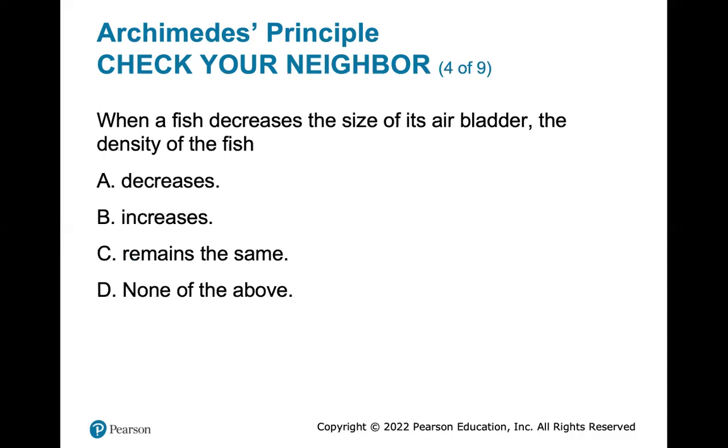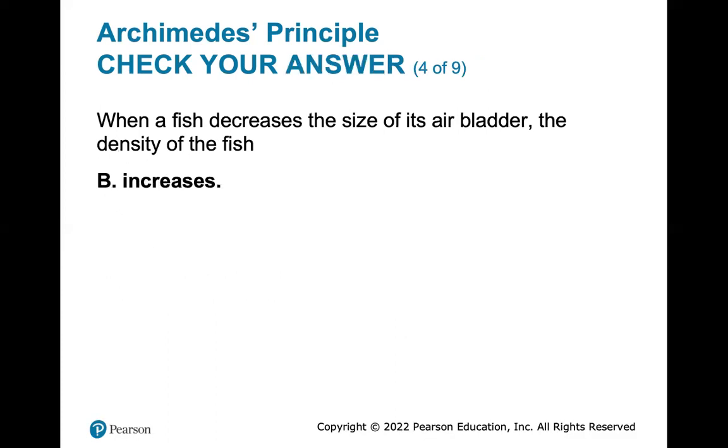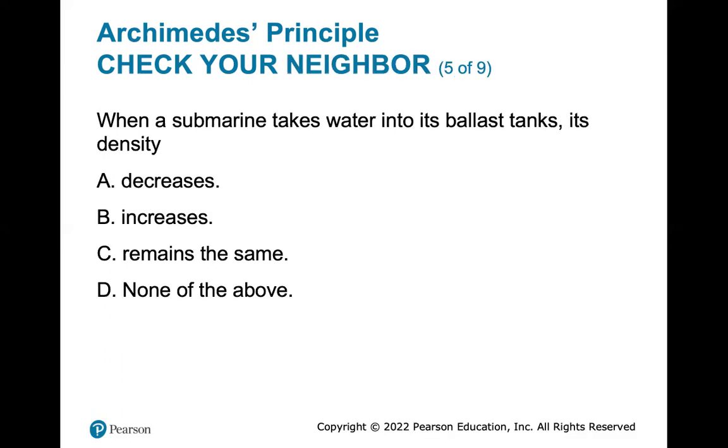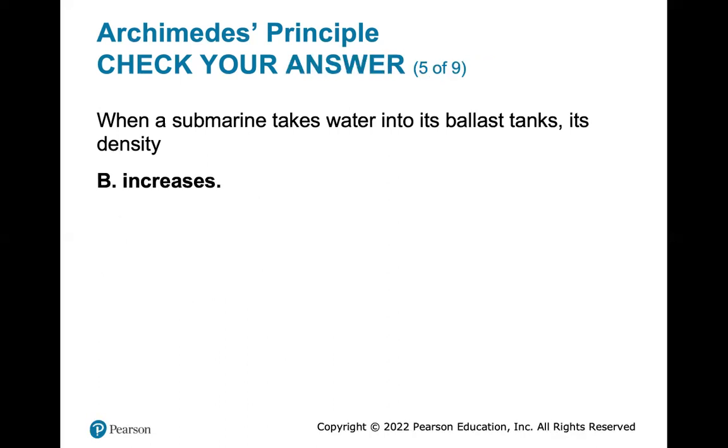When a fish decreases the size of its air bladder, the density of the fish, it increases. Okay, when a submarine takes water into its ballast tanks, its density, if it's taking in more water, it becomes more dense. So its density increases.